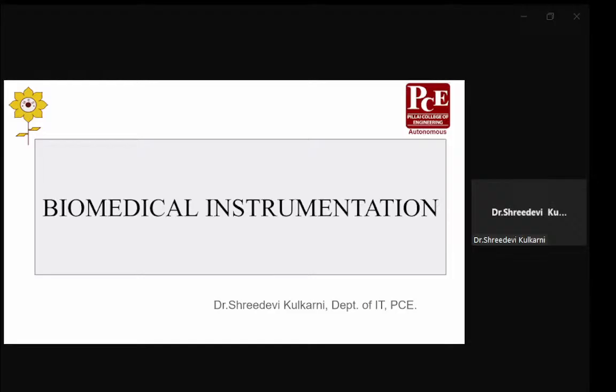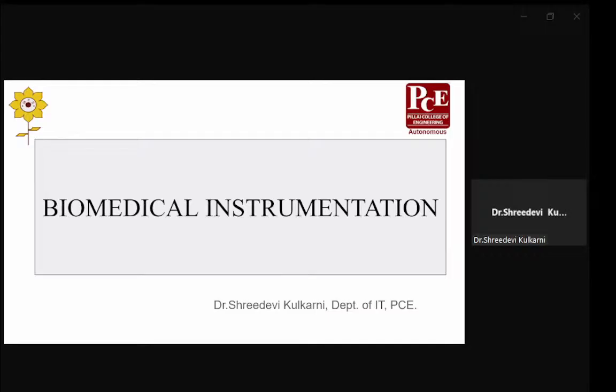So now madam has already explained about bioengineering, and this is the other subject which is related to bioengineering, which is biomedical instrumentation. So now I will give you an overview of some of the differences which madam has already explained about prosthetics, etc., and what is the content that is present in biomedical instrumentation.